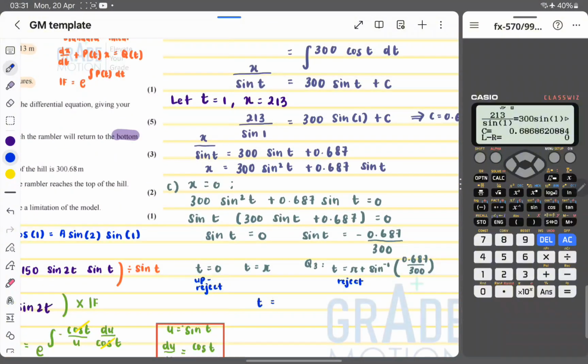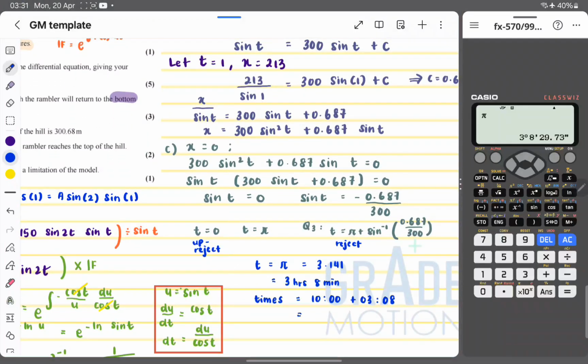So t is equal to pi, which is equal to 3.141. If we write it in hours and minutes, it would be 3 hours 8 minutes. The time would be equal to 10 plus 0308. That would be 1308, or we can write it as 1:08 p.m.